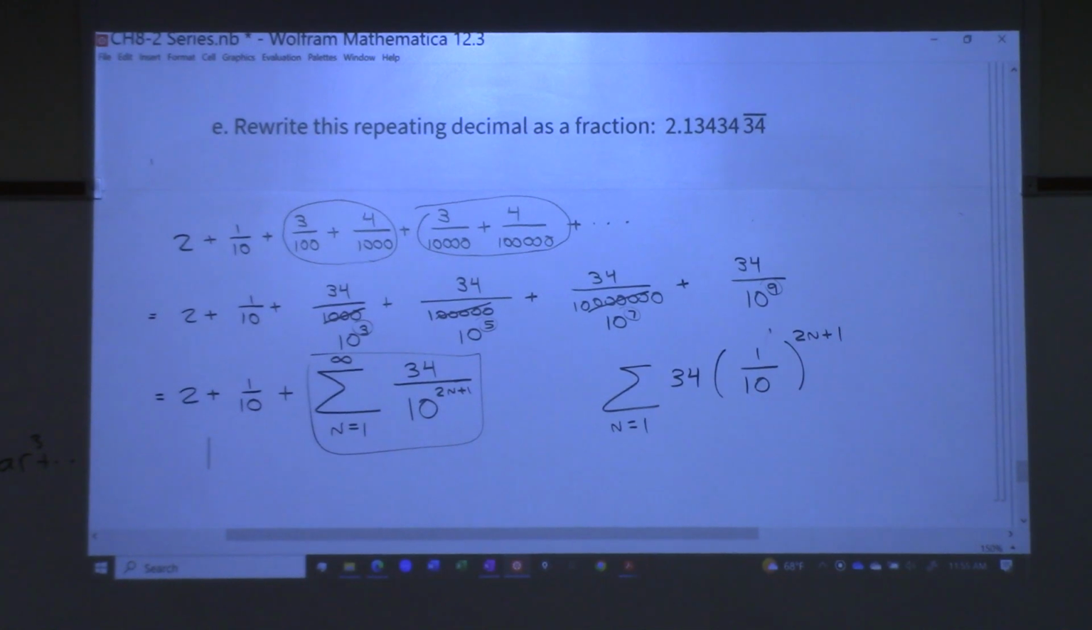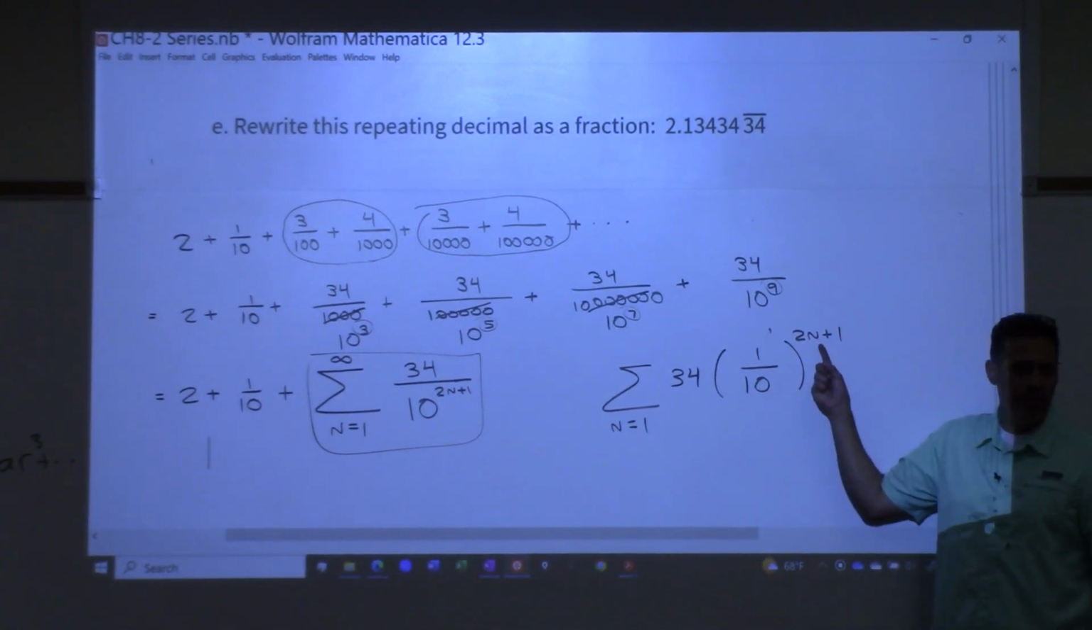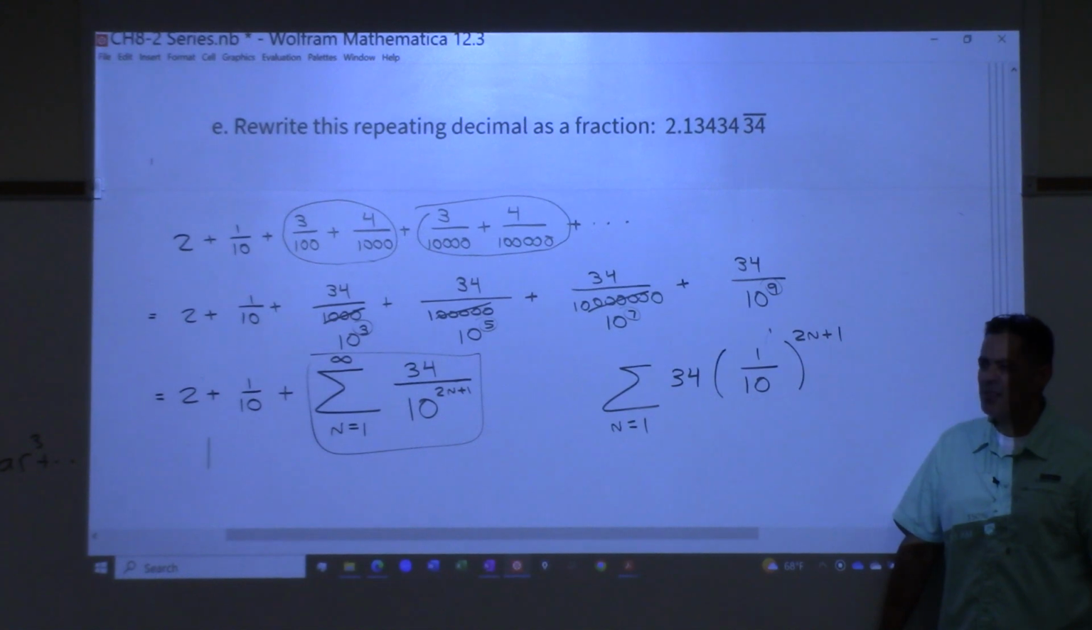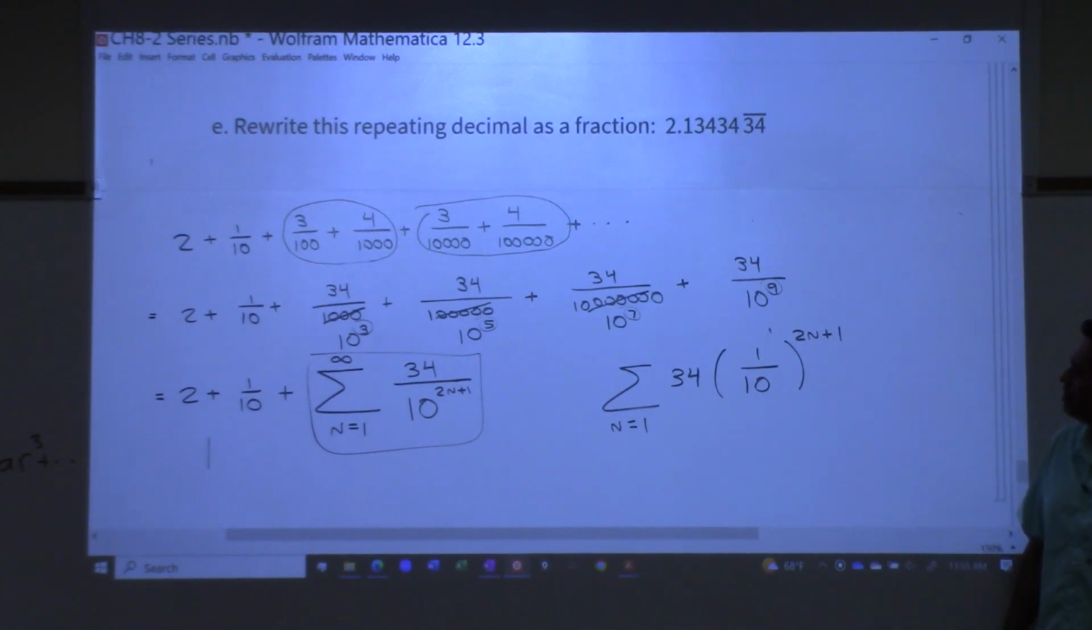Now, that's looking more geometric, right? This needs to look like what, though? And minus 1. It's 2n. How am I going to resolve the 2n? Here's how.